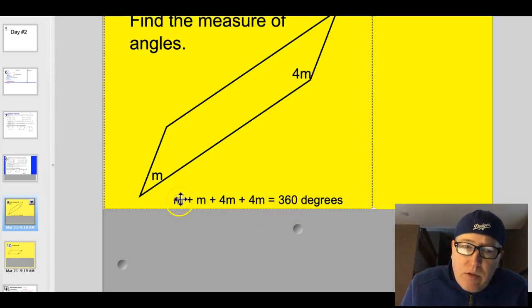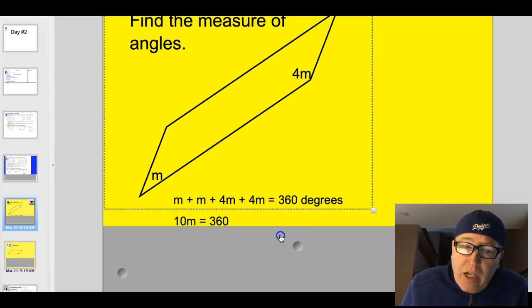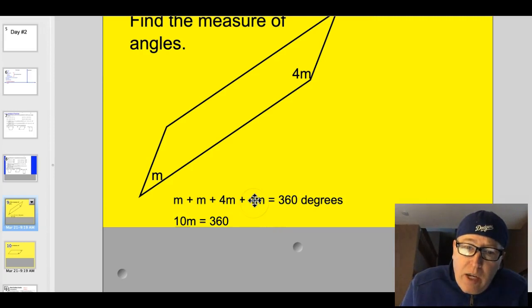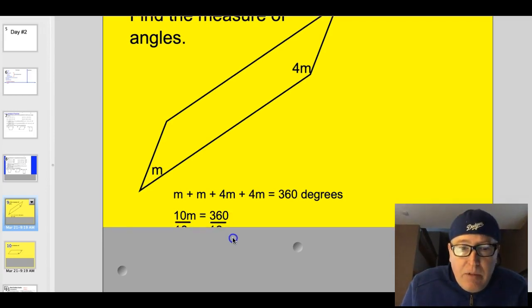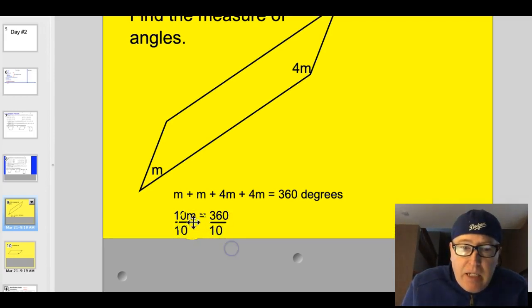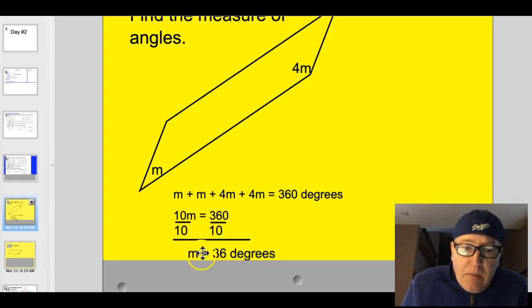Now some people think there's only 1, 2, 3, 4 M's here, but there are not. There are actually 10 M's because 4 M's plus 4 M's is 8 M's, 9 M's, 10 M's. Now you got 10M equals 360 degrees. Well, this is a one-step equation. You can divide both sides by 10. These guys cross off. You've got M is equal to 360 divided by 10, which is 36 degrees. So M is equal to 36 degrees right here.